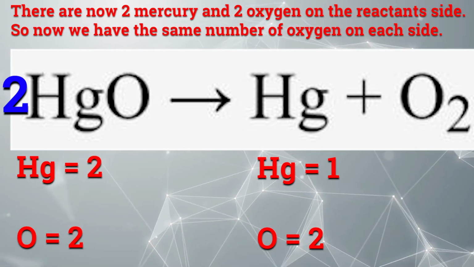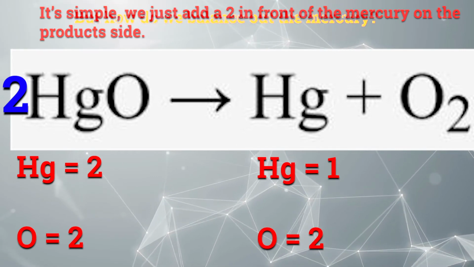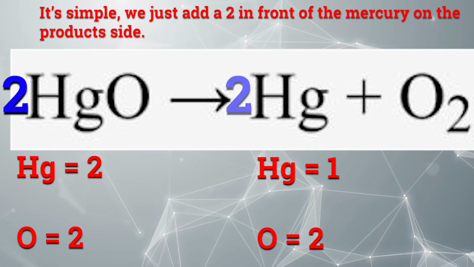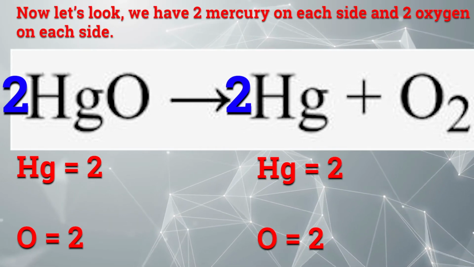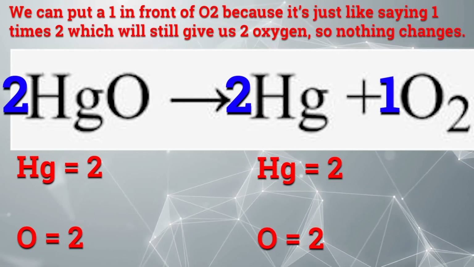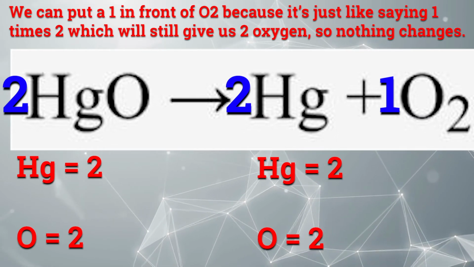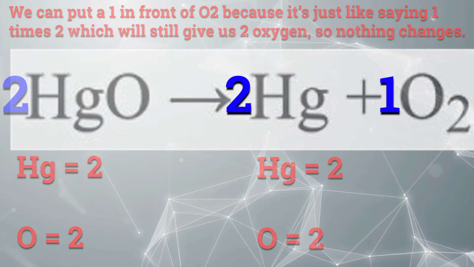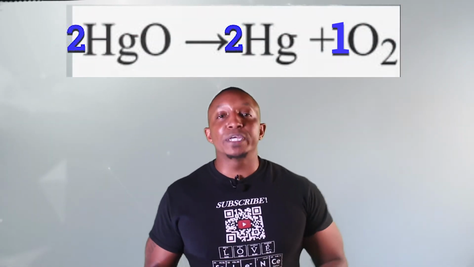So now we have the same number of oxygen on each side, but how do we balance out the mercury? It's simple. We just add a 2 in front of the mercury on the product side. Now let's look. We have 2 mercury on each side and 2 oxygen on each side. We can put a 1 in front of O2 because it's just like saying 1 times 2, which will still give us 2 oxygen. So nothing changes with the number of oxygen for that side. Congrats! We now have a fully balanced chemical equation.